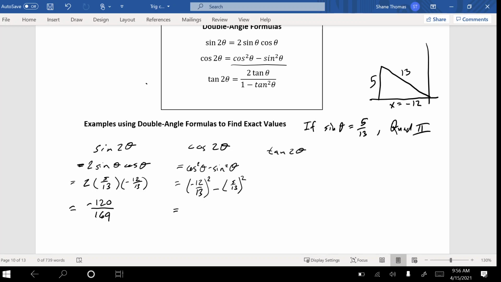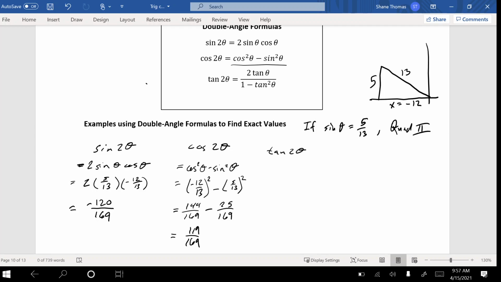So what's 12 squared? 144. 13 squared? 169. Minus, what's 5 squared? 25. 13 squared? 169. So we're in good shape here because we all have a common denominator, right? Then we subtract them. What do we get? 119 over 169. There we go. With me so far? Yeah?